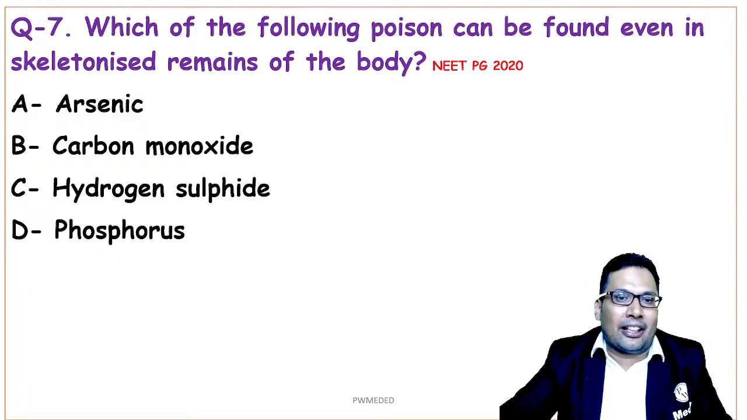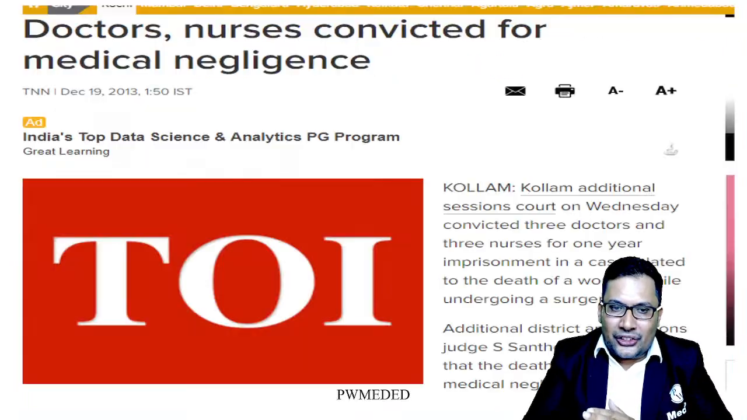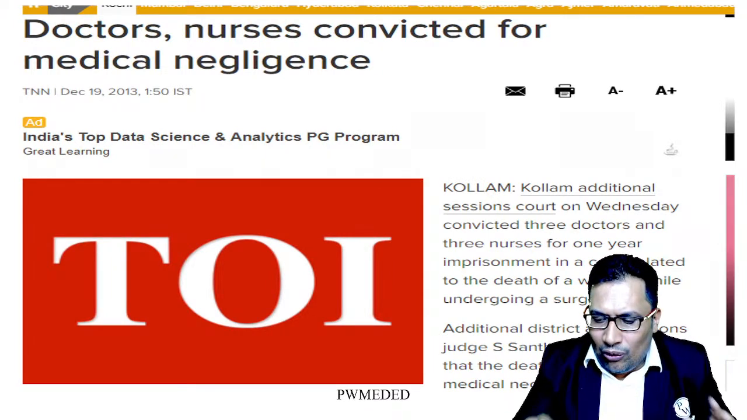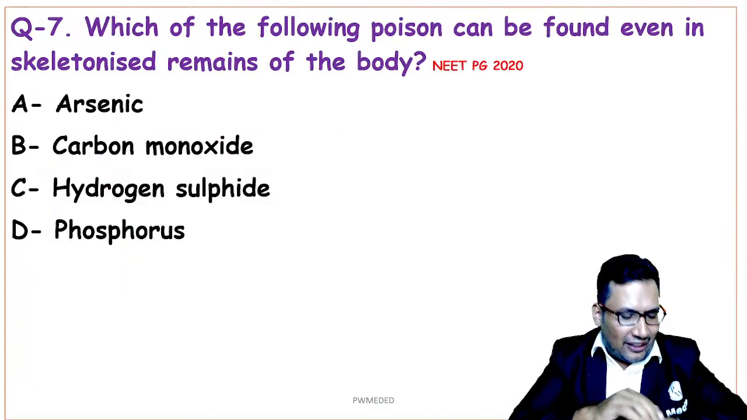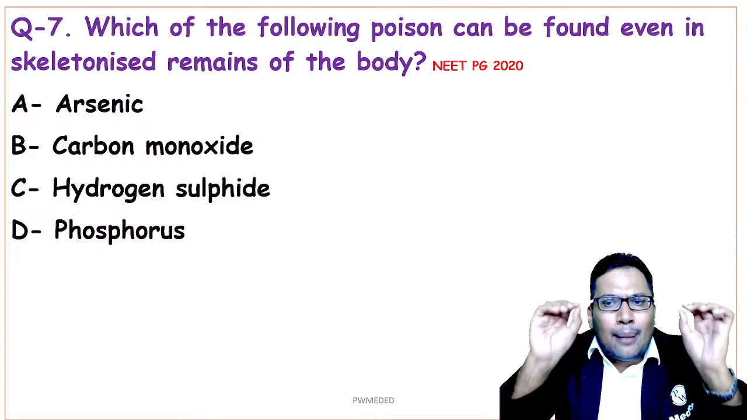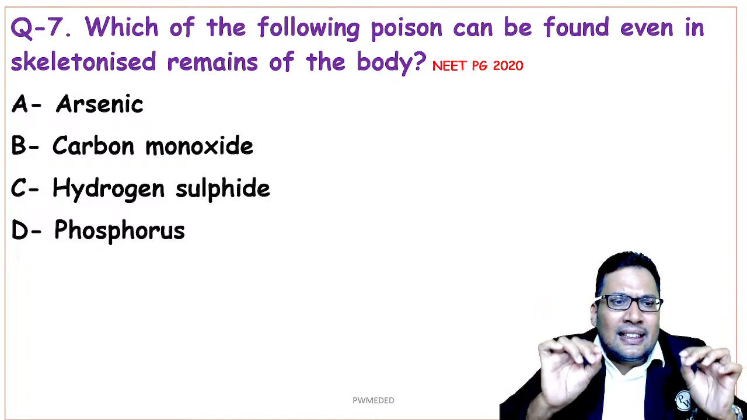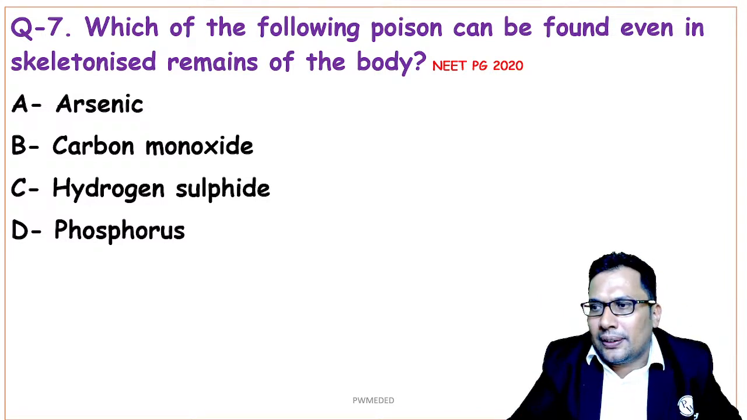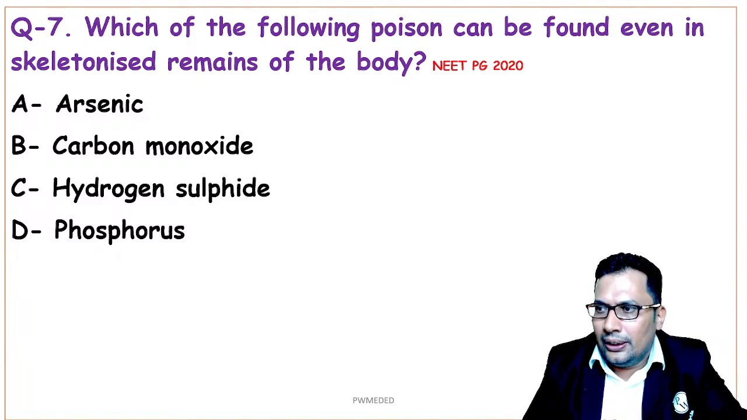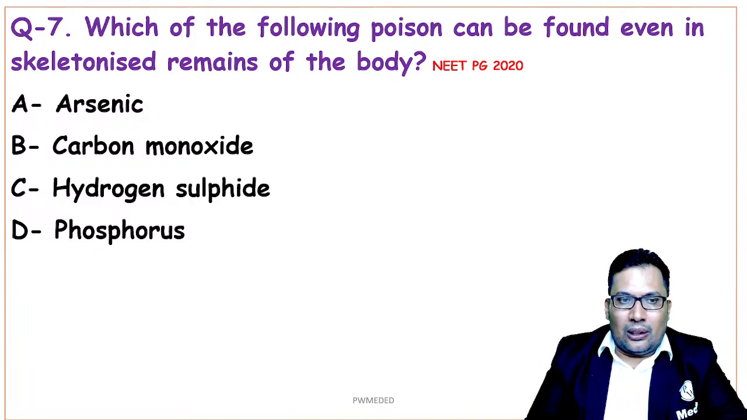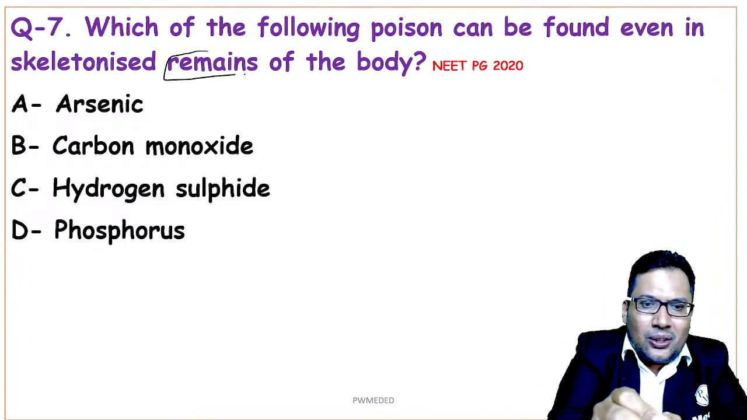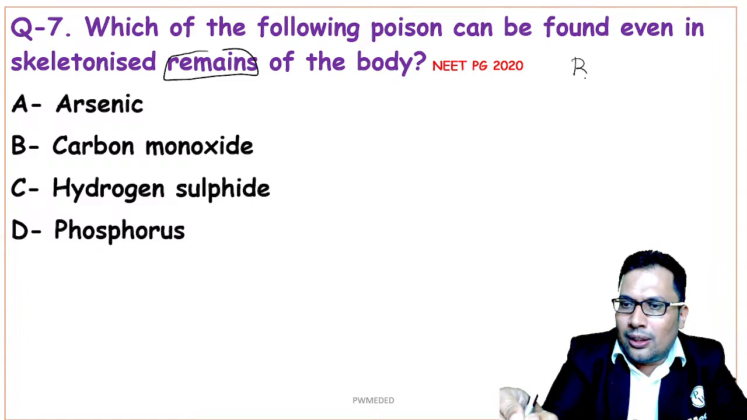Question number 7. So all of you, my dear students, now we are into question number 7. All of you concentrate. Which of the following poison can be found even in skeletonized remains of the body? Skeletonized remains of the body. Yes, come on all of you. So skeletonized remains, that means it is the bone. The question is about the bone.